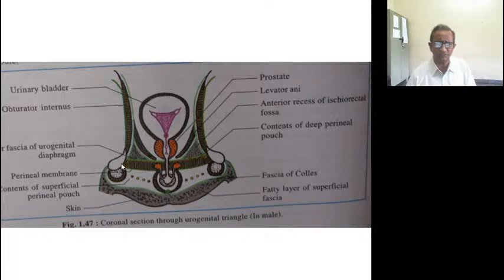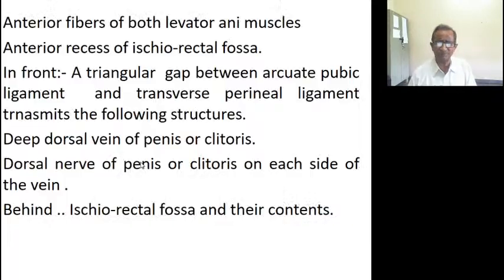This is the urogenital diaphragm, which is made up of the sphincter urethrae and transverse perineal profundus muscle, covered by the superior fascia of the urogenital diaphragm as well as the perineal membrane on the inferior aspect. So this perineal membrane is separating the superficial perineal pouch from the deep perineal pouch.